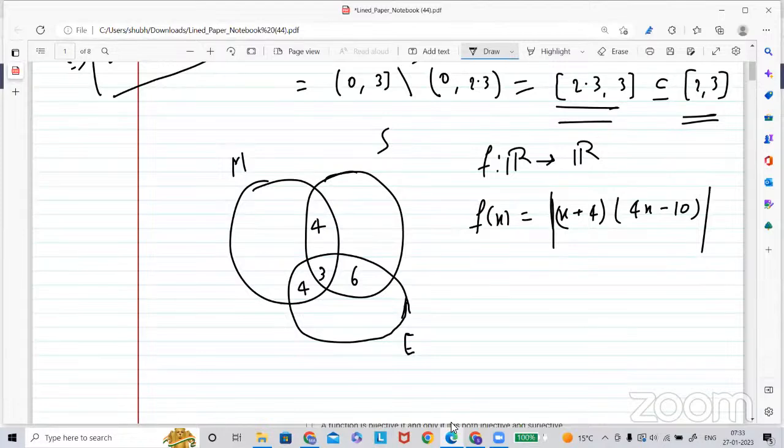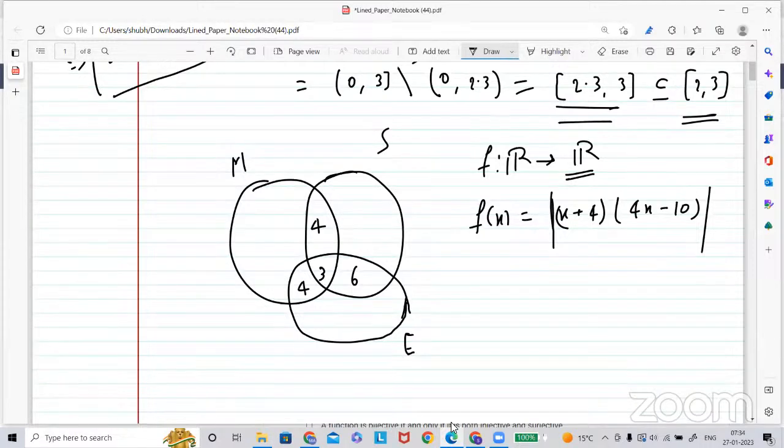So what is the property of the mod function? I hope you have already gone through the video lecture. For any input, be it negative or positive, the output will always be positive. But here the codomain is the whole of R. It contains the negative part also, but the function is giving only the positive part.